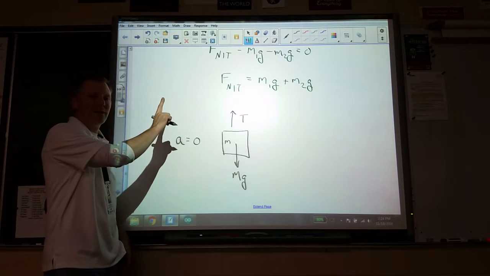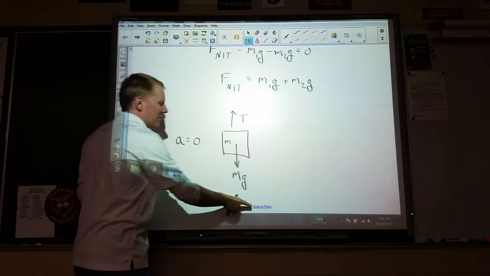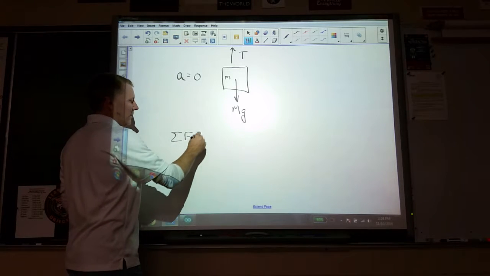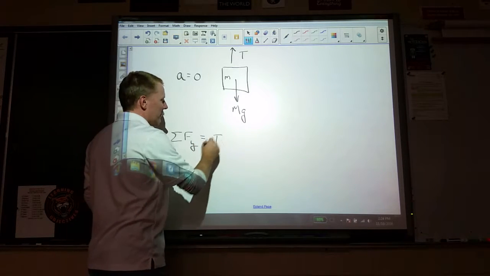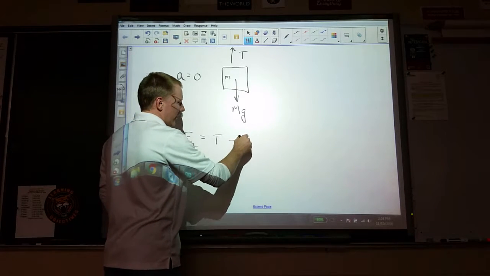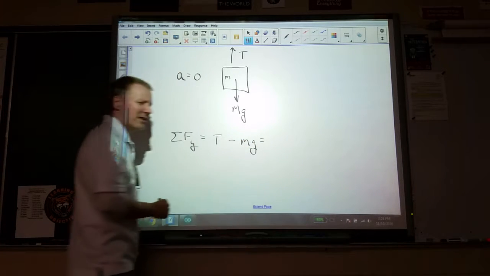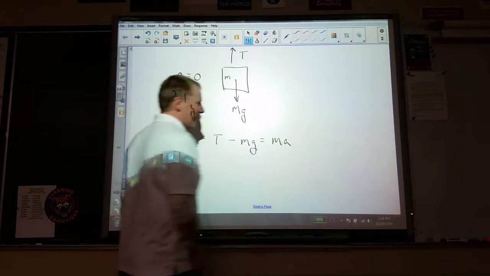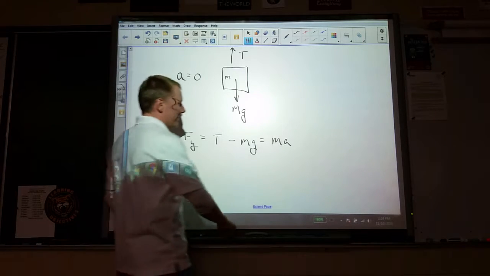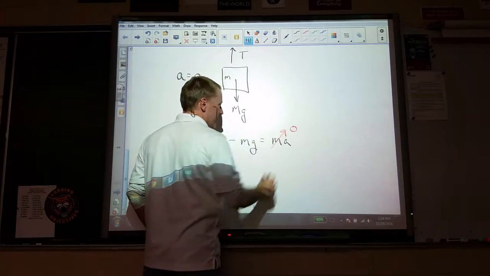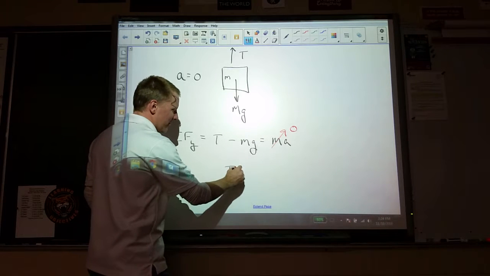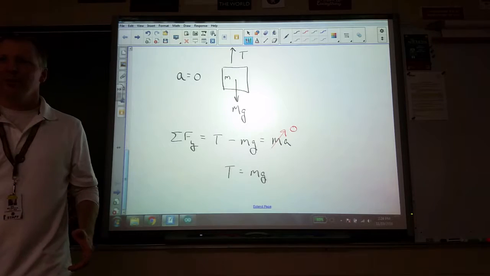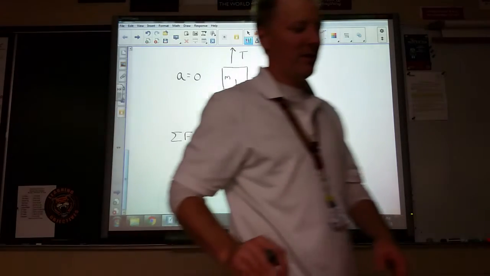So again, we kind of default to up being positive. And then we write our sum of the forces. Up, we have a tension. Down, minus mg. What's that equal to? MA. Good. Most people just say 0, which it is, but write MA. So that term is 0, which means that the tension must be equal to M times G. Another easy one, but they're really just to show you the methods.